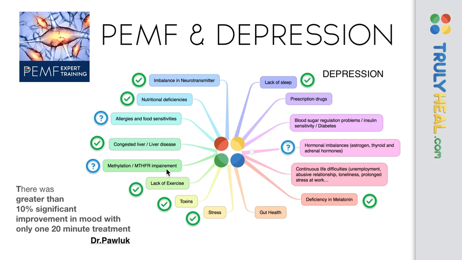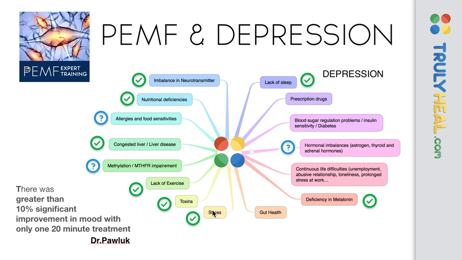Then we have methylation, MTHFR impairment, lack of exercise, toxins. Heavy metals can make people completely imbalanced and cause very heavy depression. We've seen that when somebody has their mercury removed out of their teeth without any precautions by an uneducated and unqualified, as I call them, dentist, they can afterwards fall into the deepest depression with mental problems and everything.